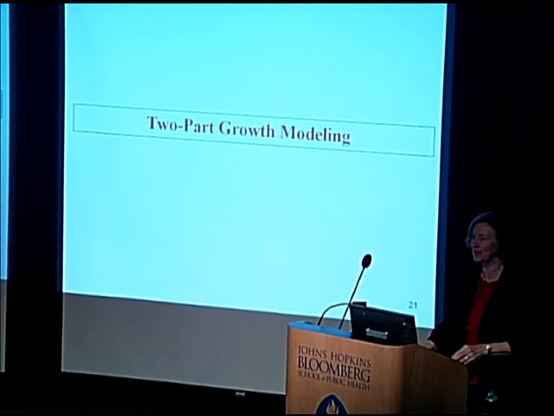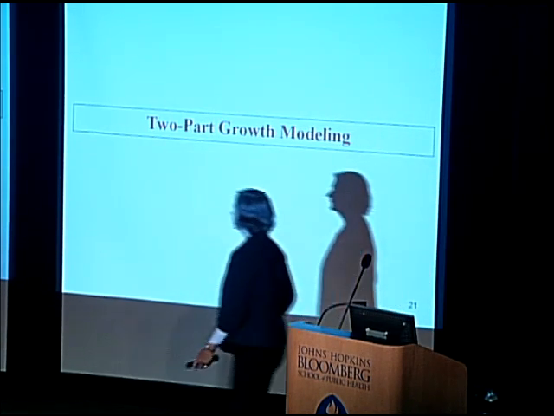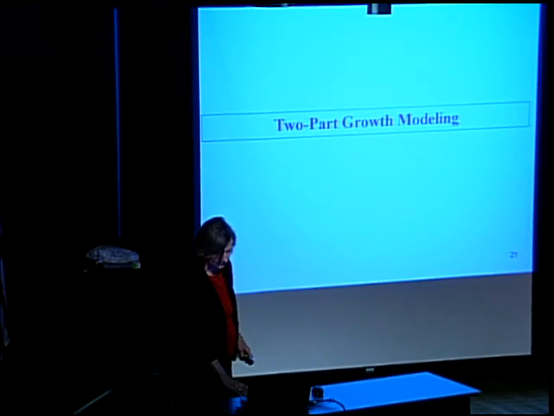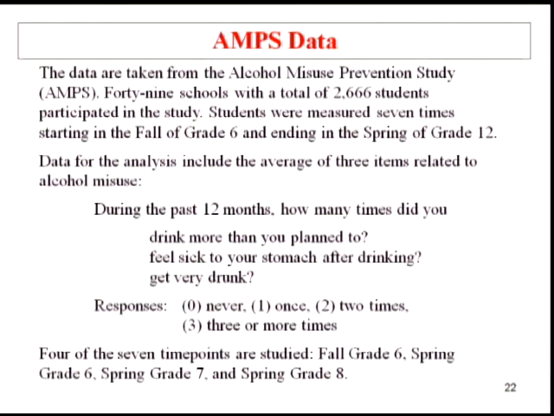Okay, so now we're going to look at an example of two-part growth modeling, and we're going to be using the AMPS data, and these are data taken from the Alcohol Misuse Prevention Study, where there were 49 schools with approximately 2,666 students who participated, and they were measured 7 times. What we're looking at, though, is just a small subset of the variables in that data set, and we're looking for 3 items related to alcohol misuse.